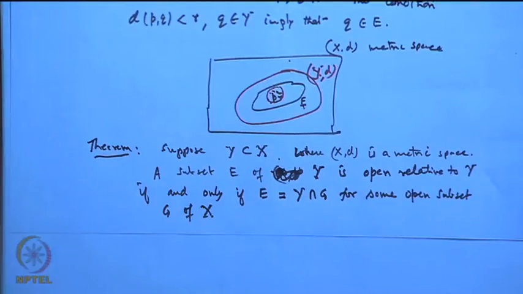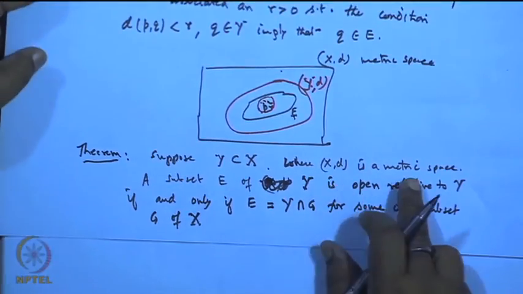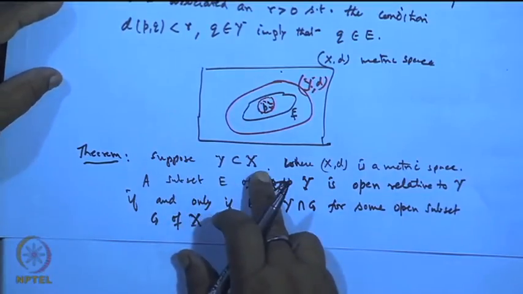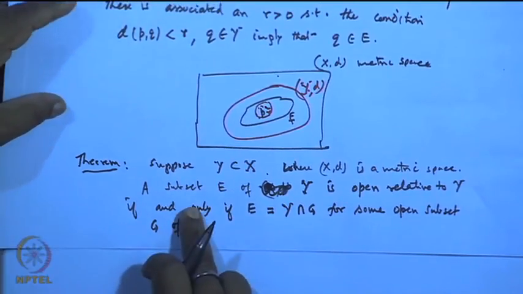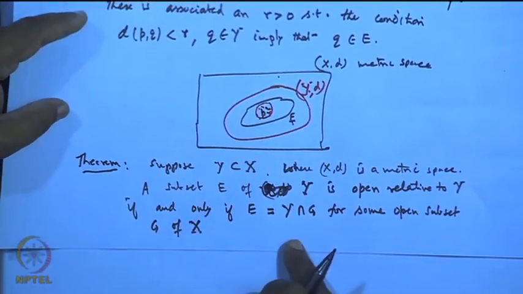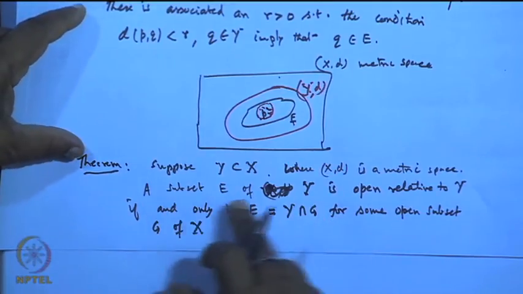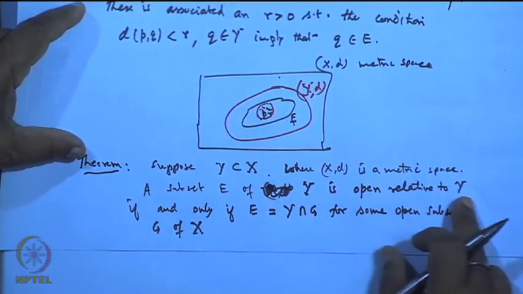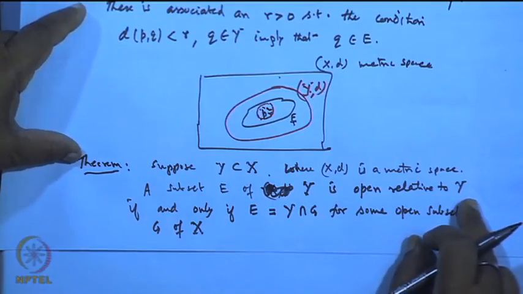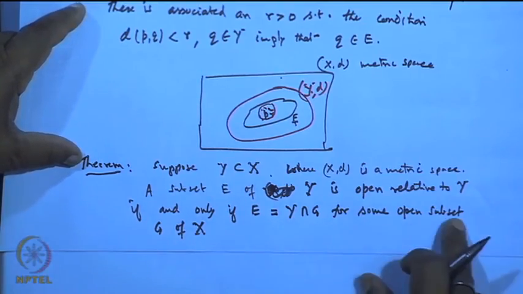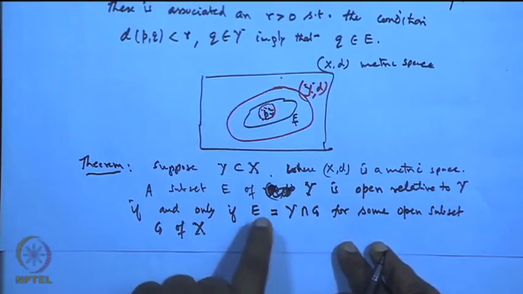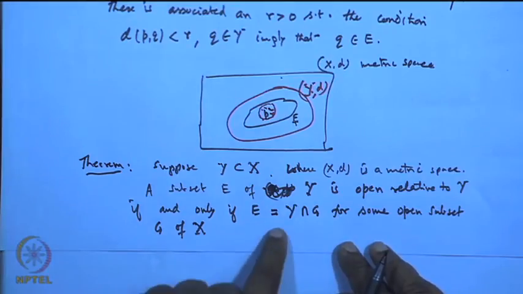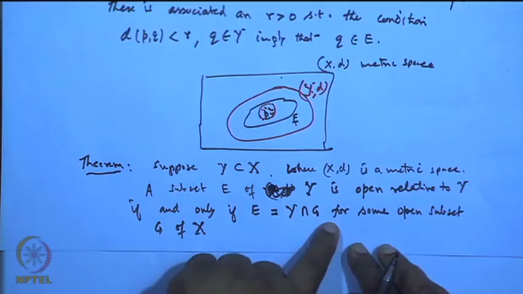So, what this result says is, let (X, d) be a metric space and Y a non-empty subset of X. Under the same metric d, Y will also be a metric space, and suppose E is a subset of Y. Then E is open relative to Y if E can be expressed in this form for some open set G of X. If and only if: if E is of this form, then E is open in Y, and if E is open, then it can be expressed in this form. So, vice versa. Let us see the proof of this.